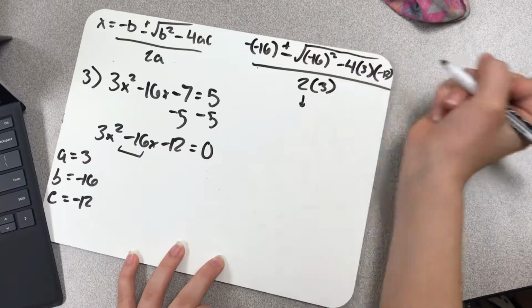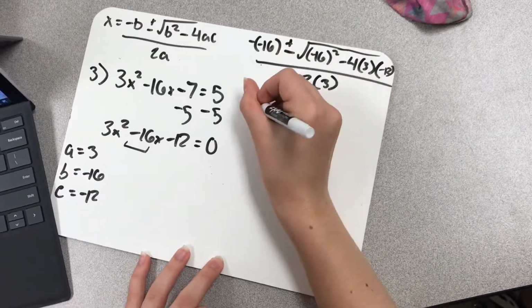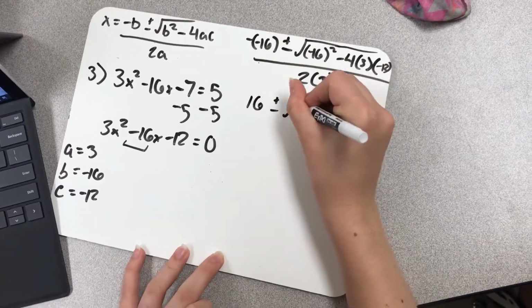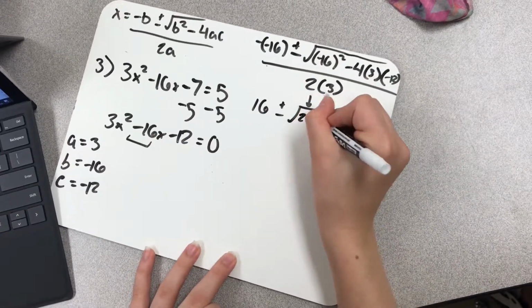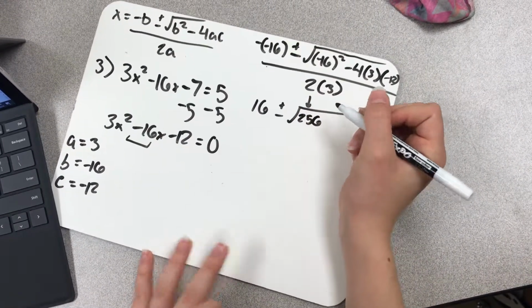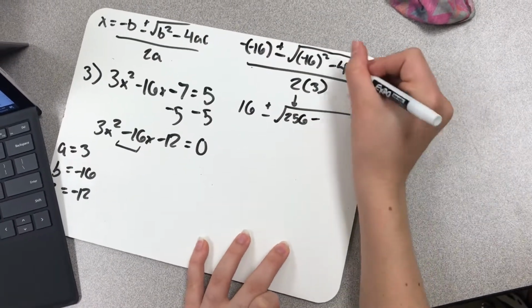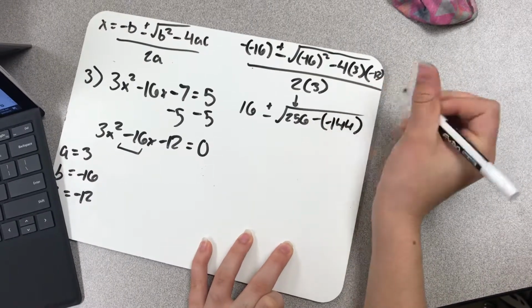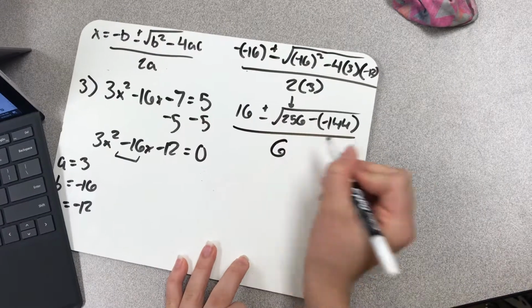Now our next step is putting that all together. So when we add the two negatives, we get positive 16 plus or minus the square root of 16 squared, which is 256, minus negative 144 from adding all these three numbers up, divided by 6.